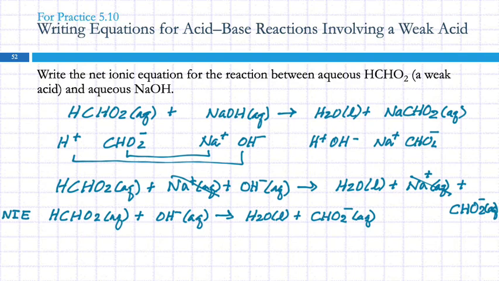Why doesn't the CHO2 minus disappear? The CHO2 minus does not disappear because we're not writing this as individual ions. We're not writing it as individual ions because it's a weak acid. And we know that because the problem told us so. A weak acid stays mostly as intact molecules and only ionizes a little bit. So in the ionic equations, we're showing what most of the things are doing. So most of the weak acid is hanging together.